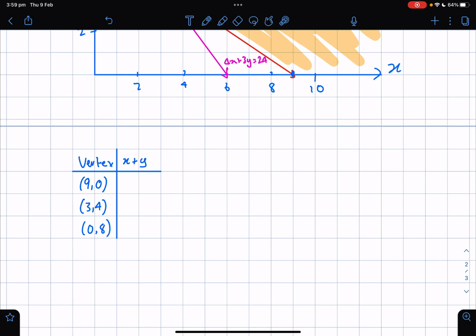Now we take our x and y values here. So 9 plus 0 gives me 9. 3 plus 4 gives me 7. And 0 plus 8 gives me 8. So this one here is my minimum. And that's the one we're trying to find. So therefore, x is equal to 3, y is equal to 4, and that minimizes this scenario.